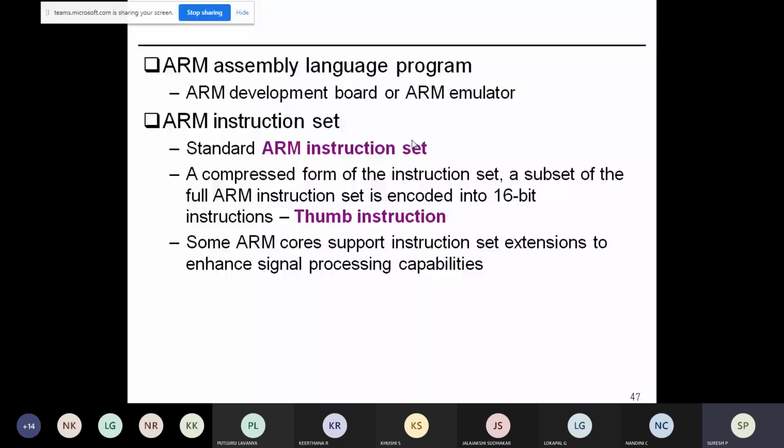Whereas if you are working in the Thumb instruction set, it requires 2 memory locations. Apart from this, your ARM core supports instruction set extensions to enhance signal processing capabilities. Some of the cores in your ARM processor support these extensions. So what is the signal processing instruction set extension?